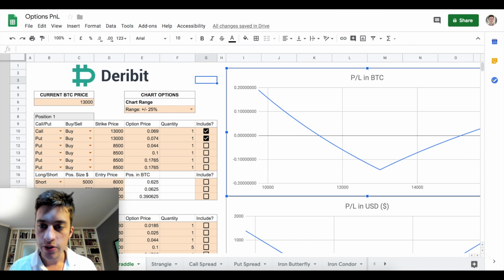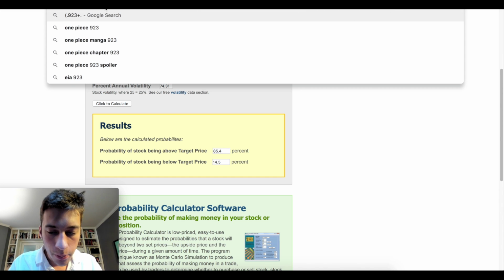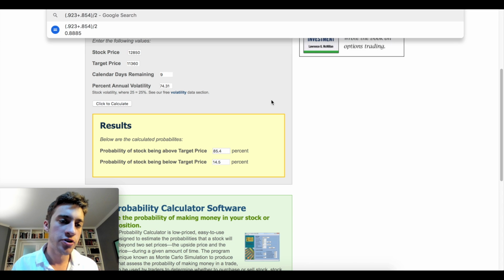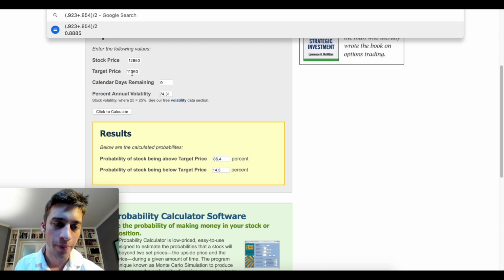Above here, below here. So we know the probability, I probably sound like a mad scientist right now. Probability payouts and all this. I love this stuff. It's really fun stuff. 0.923, and my other value, this guy here. The probability of stock being above this is 0.854. So it's 0.923 plus 0.854 divided by 2, because that's the average probability of us losing money. Not exact, because there are times where price can go above 11,360 and actually make us money. But this is a very rudimentary probability there, 0.8885.